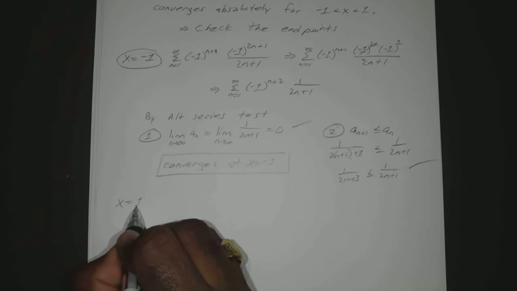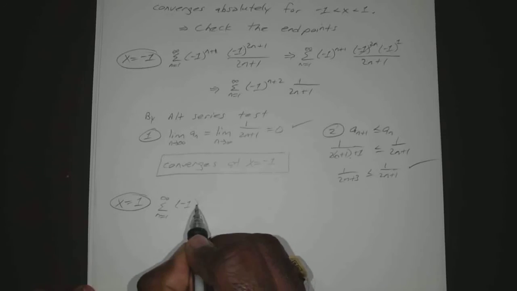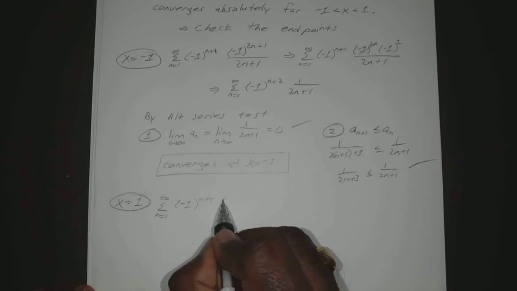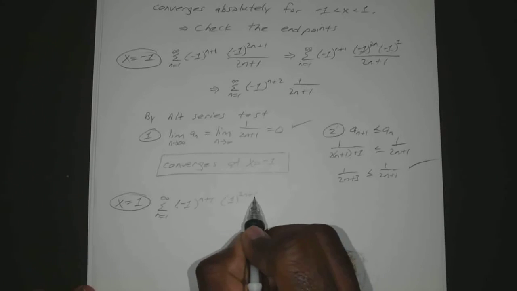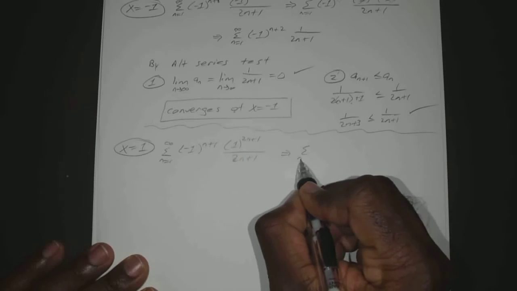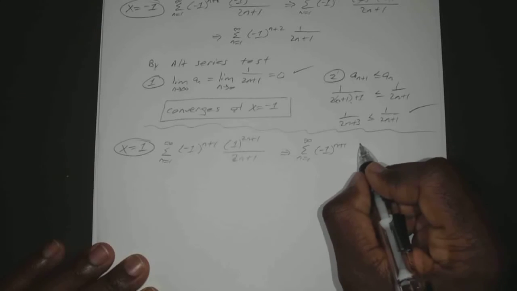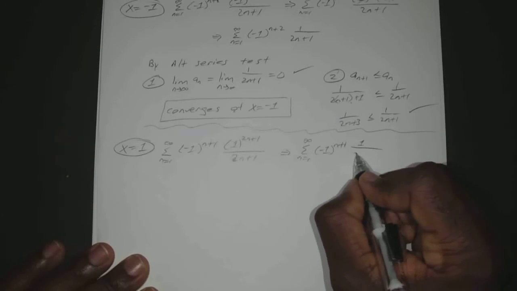Now for x equals 1, we have the sum from n equals 1 to infinity of (-1)^(n+1) times 1^(2n+1) over 2n+1. Okay, so we know 1 to any power is just going to be 1. So we kind of separate that a little bit. So we have our sum of (-1)^(n+1) times 1 over 2n+1.